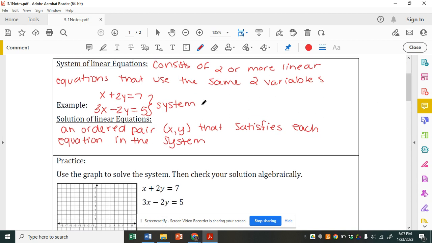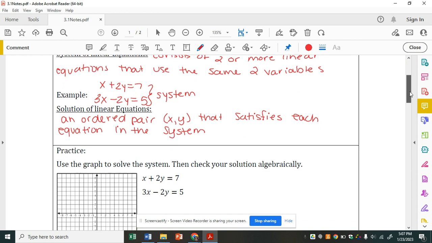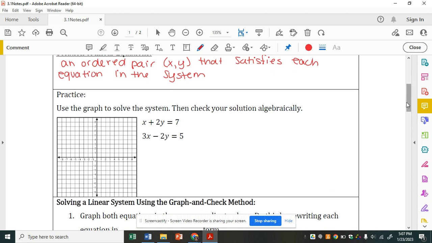There are three different ways to solve systems. The first way that we're going to focus on is by graphing, because it gives us a pretty good idea visually of what our solution is actually representing. Okay? So this example says use the graph to solve the system, then check your solution algebraically. So I want to graph this first equation, and then I'm going to graph my second equation. Now, from the section we've done before this, we know that it's easiest to graph these equations if they are in slope-intercept form, right?